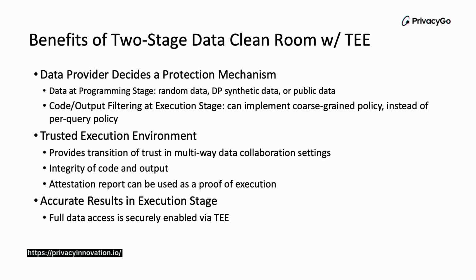There are three benefits of a two-stage data clean room with trusted execution environment. Firstly, the data provider can decide a protection mechanism. At the programming stage, the data provider can choose random data, differentially private synthetic data, or public data. It can also do code output filtering at the execution stage, such as implementing cross-grant policy instead of per-query policy.